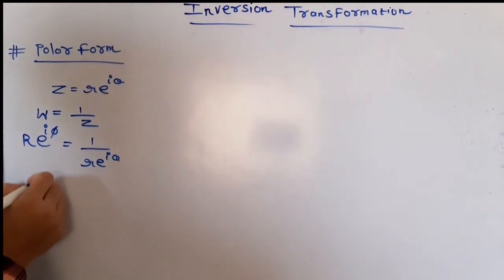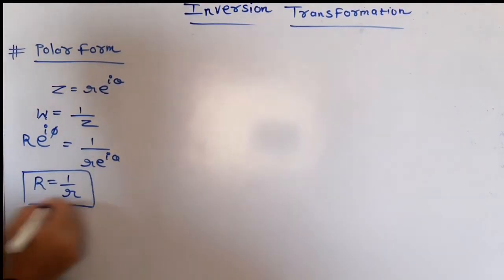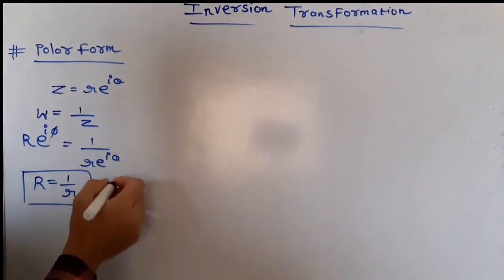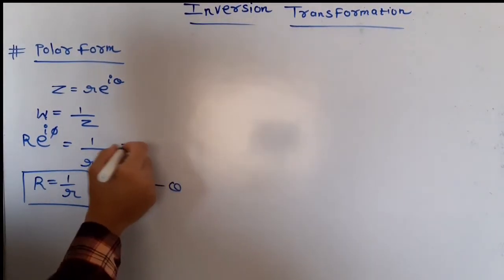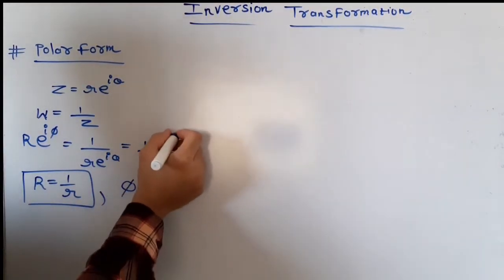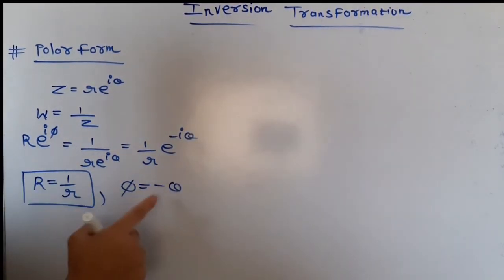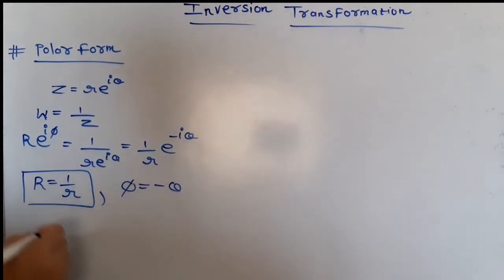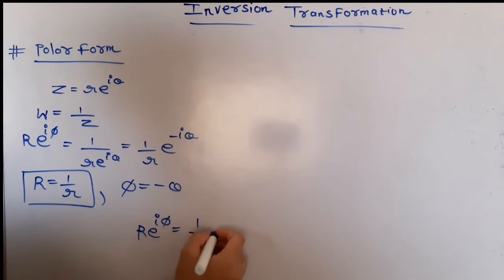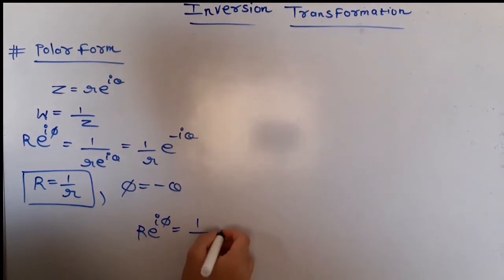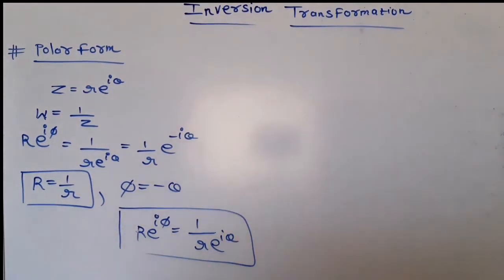So from this equation, capital R is equal to 1 upon r, that is small r, and this phi is equal to minus theta. How minus theta? Because this is 1 upon r into e raised to minus i into theta. So comparing these two equations, we get phi is equal to minus theta. So this r into e raised to i phi is equal to 1 upon r into e raised to i theta, which is the polar form of inversion transformation.